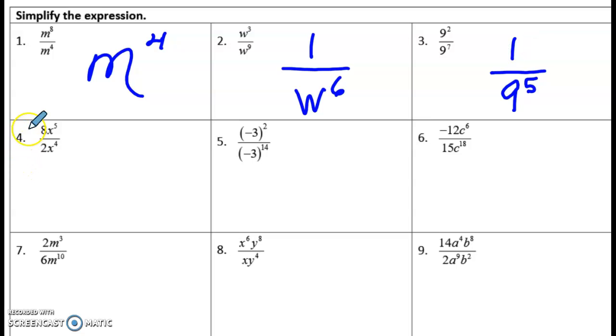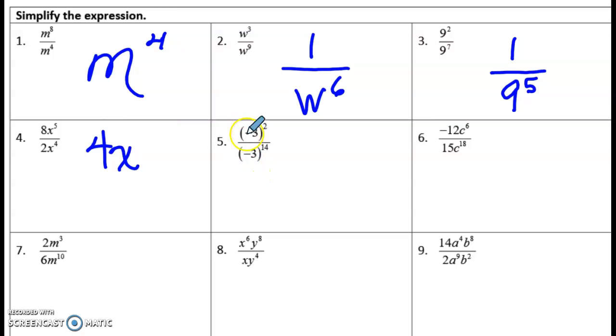Now here's where we do have coefficients. So I'm going to ignore the x's here and just look at the 8 over 2. 8 over 2 is 4. There are more x's in the numerator, and there's just really 1 more x in the numerator, so it's just 4x. You don't have to put an exponent of 1. You're not wrong if you do.